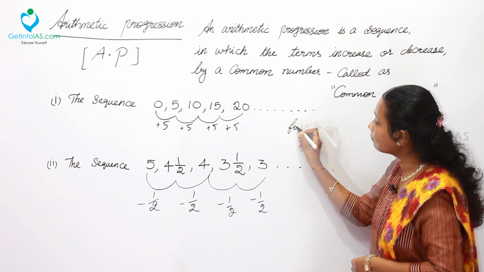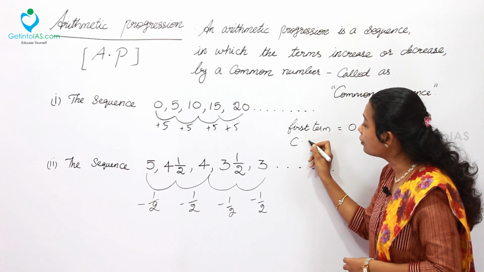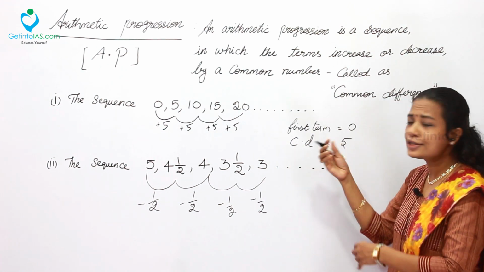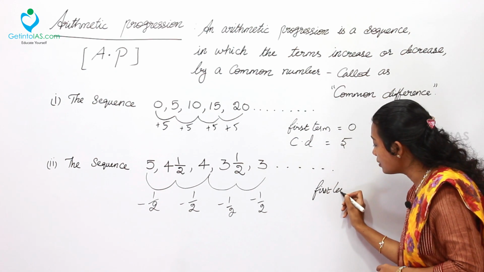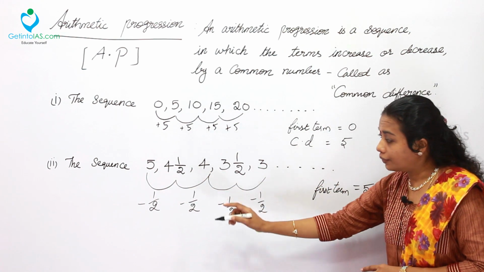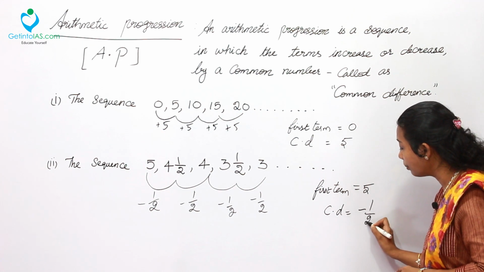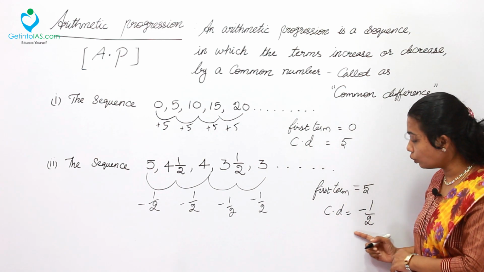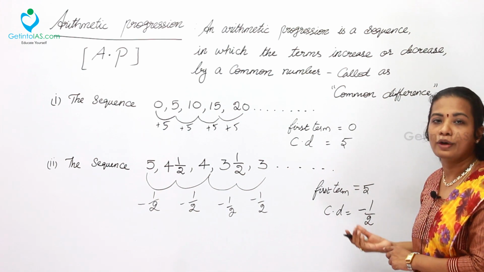So let's extract the major things over here. The first term in the first example is 0. What is the common difference? I have taken it as CD. Common difference is 5. Plus 5, you can simply write it as 5. In the second sequence, what is the first term? The first term is 5. That is the first value. Then what is the common difference over here? CD is equal to minus 1 by 2. Whenever the series is decreasing, you always take the common difference as a negative value, that is minus 1 by 2.